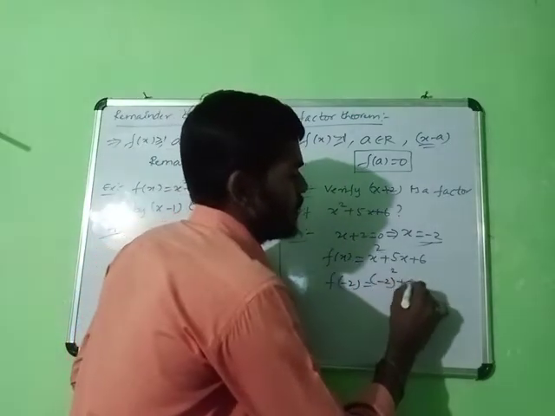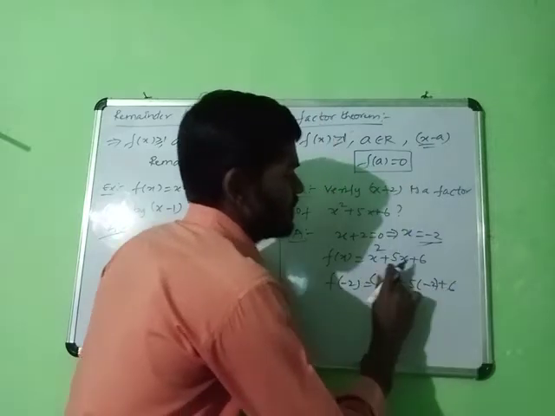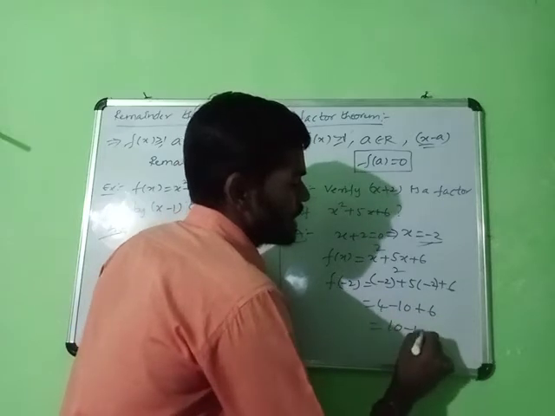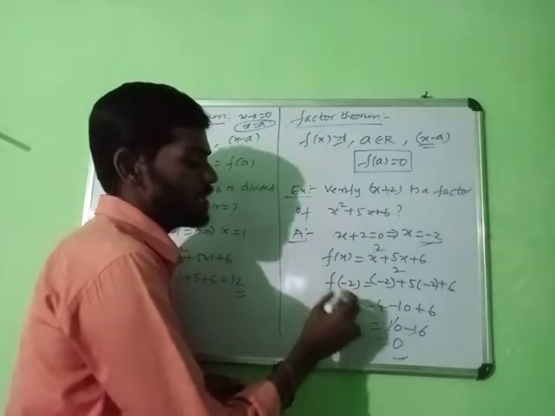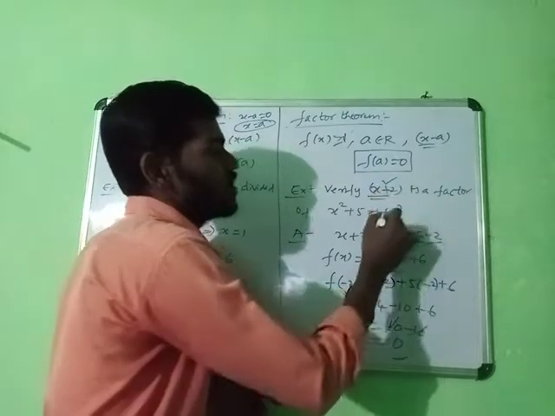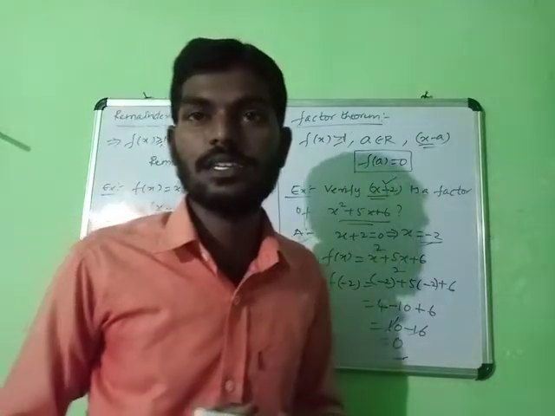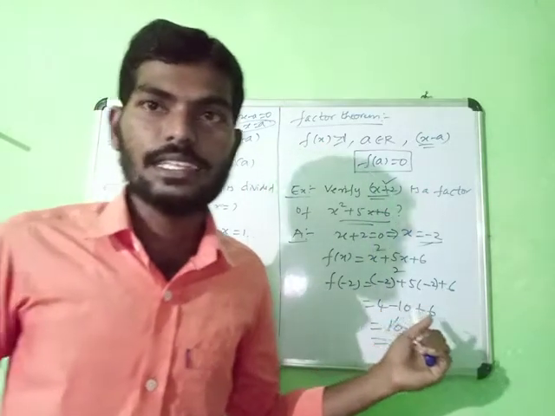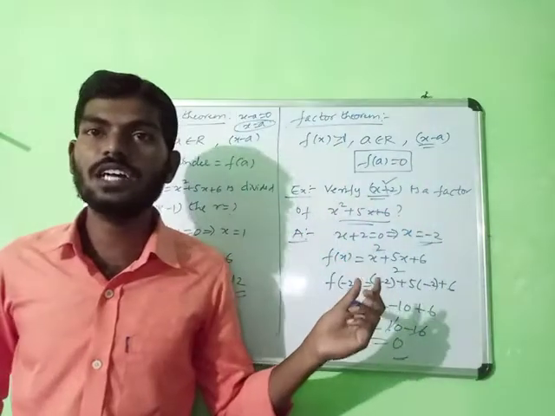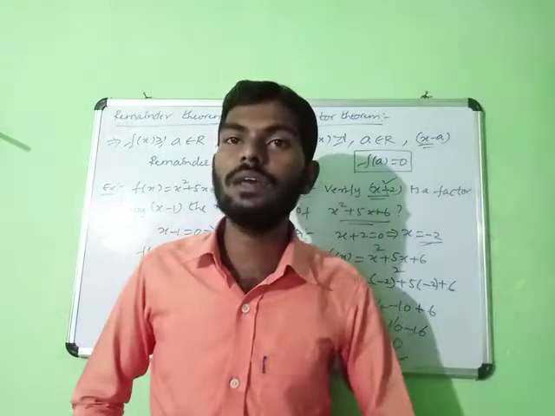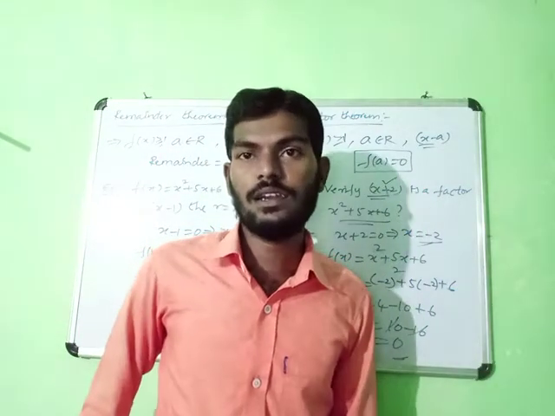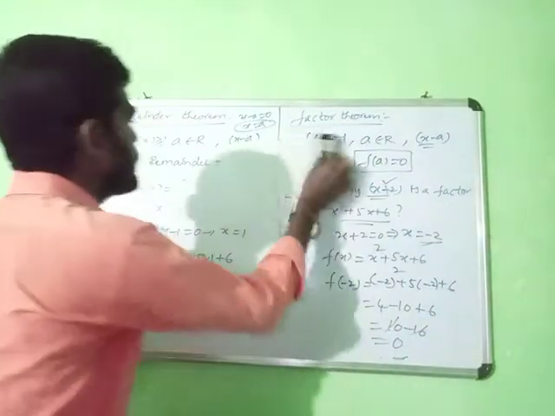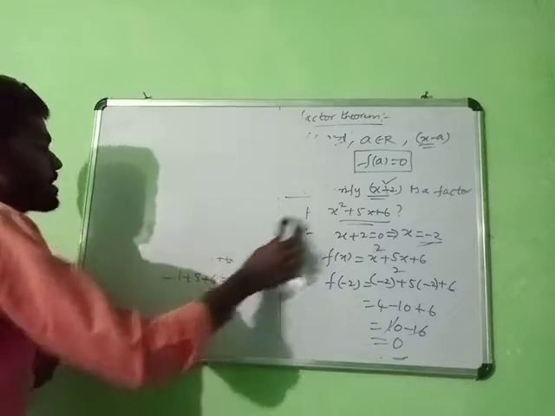Substitute here: f of minus 2 is minus 2 whole square plus 5 into minus 2 plus 6. That is 4 minus 10 plus 6. 10 and minus 10 cancel, so it equals 0. So f of minus 2 equal to 0 means x plus 2 is a factor of x square plus 5x plus 6. This is the way to verify whether a given linear polynomial is a zero of the polynomial or not. And then next, take two most important conditions.